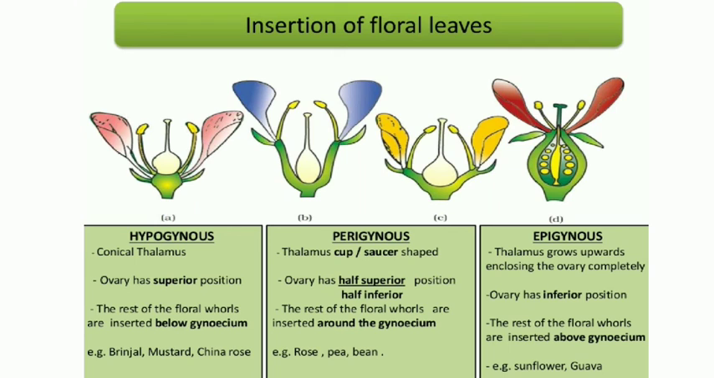This is how, based on insertion of the floral leaves, we can classify the flowers into 3 types: hypogynous, perigynous and epigynous. Okay. Hope you got some basic idea about types of flowers based on various morphological features. So, this is enough for today's class. We shall discuss the other details about calyx, corolla, androecium and gynoecium in the next class.